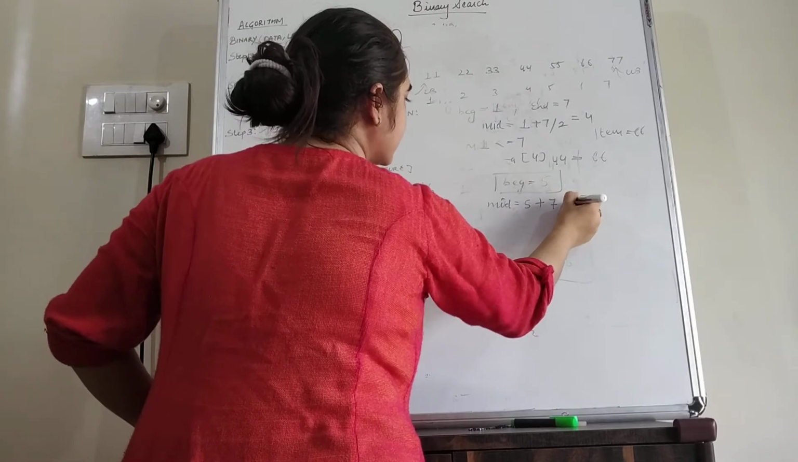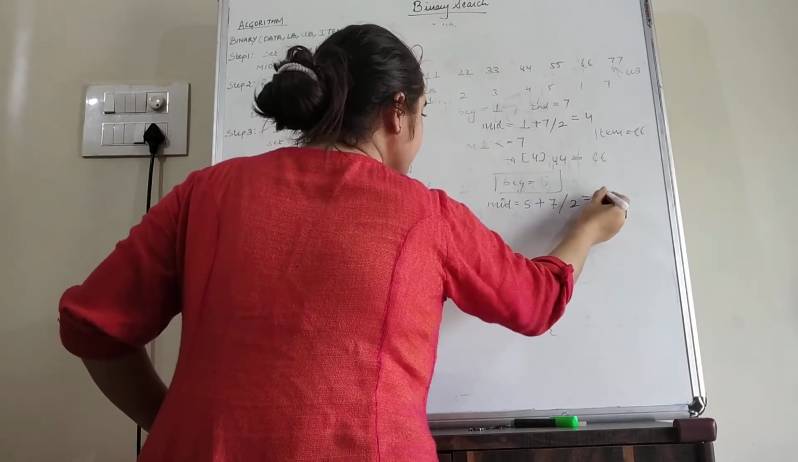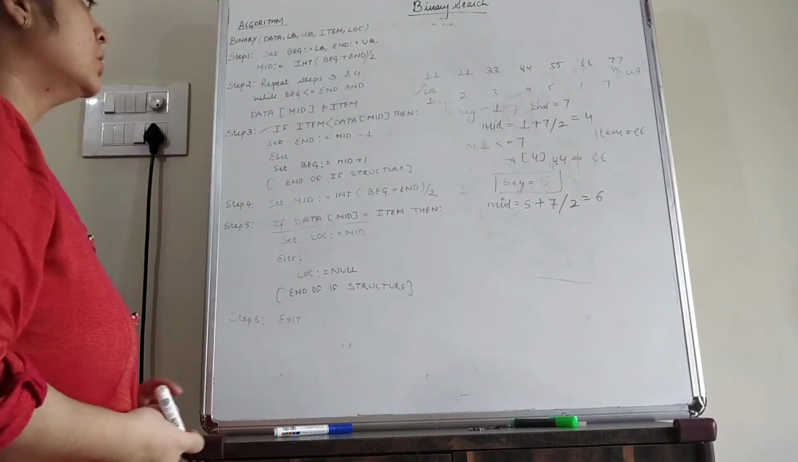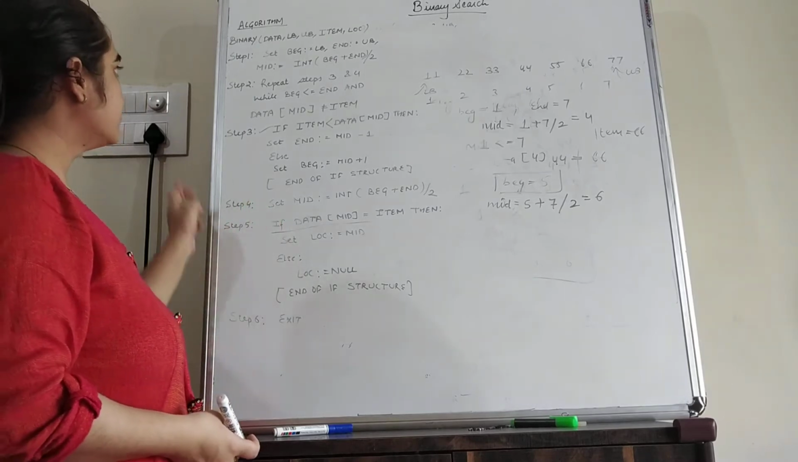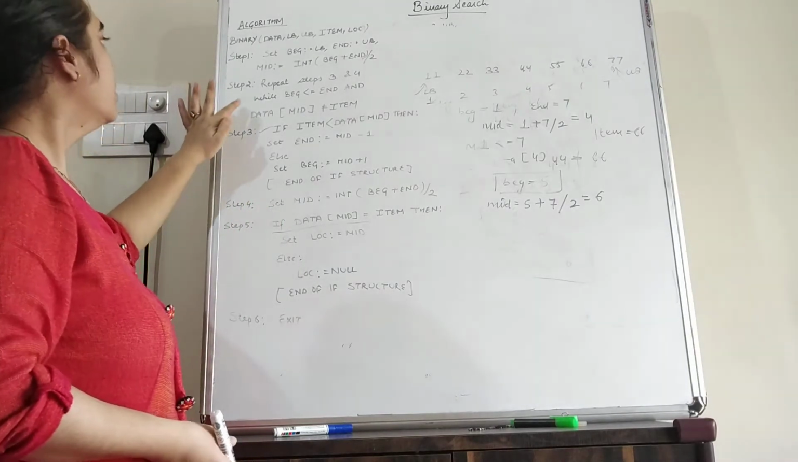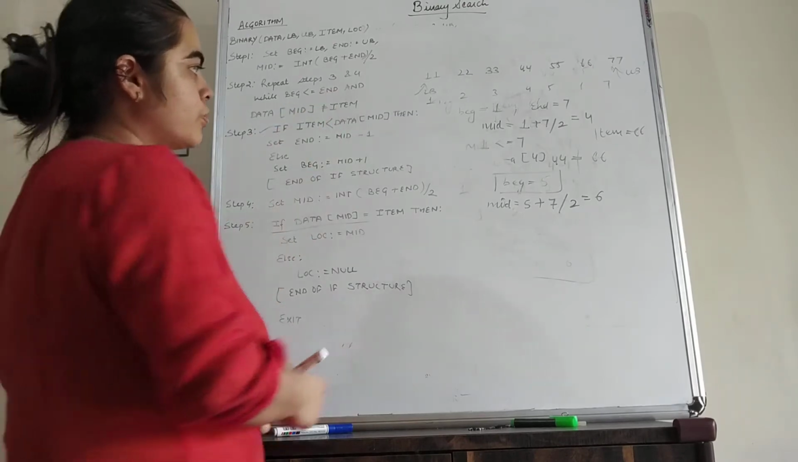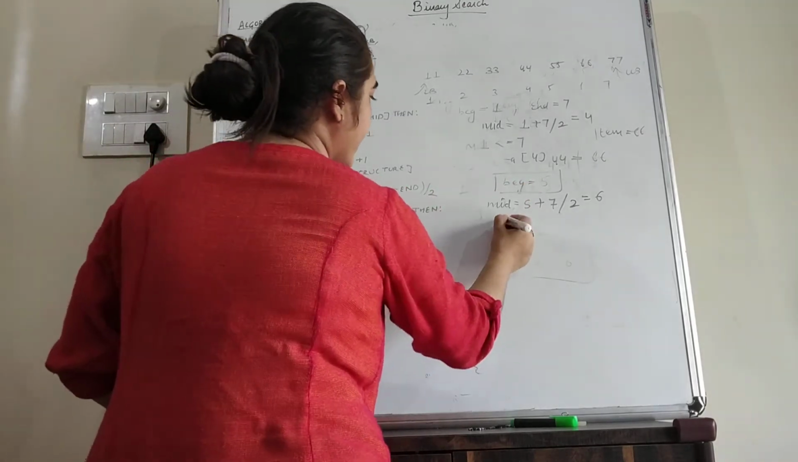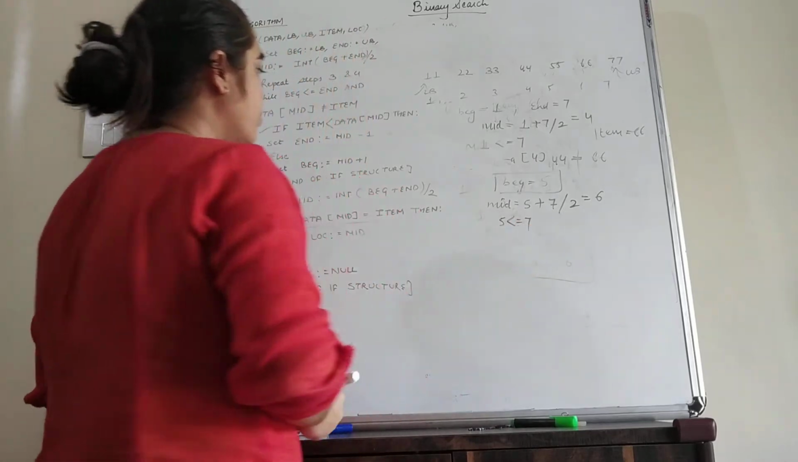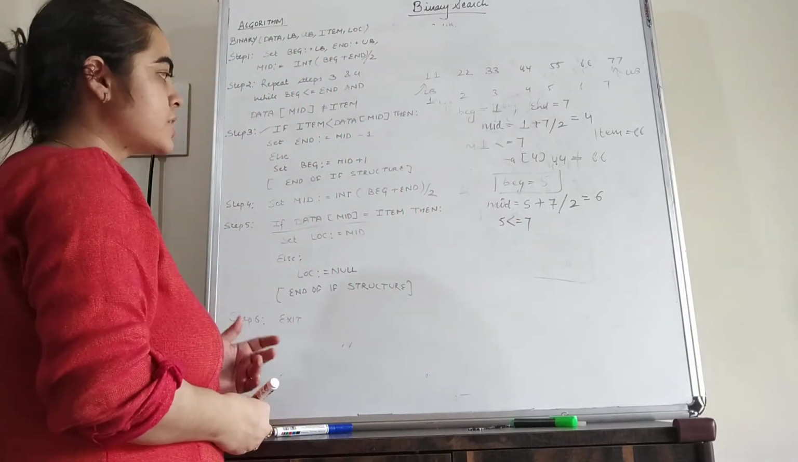So (5 + 7) divided by 2 is 6. Okay students, so after this we can again go to step number 2. In step number 2 again we check whether beginning is less than or equal to end. Here beginning is 5 and end is equal to 7. So 5 is less than or equal to 7, true.